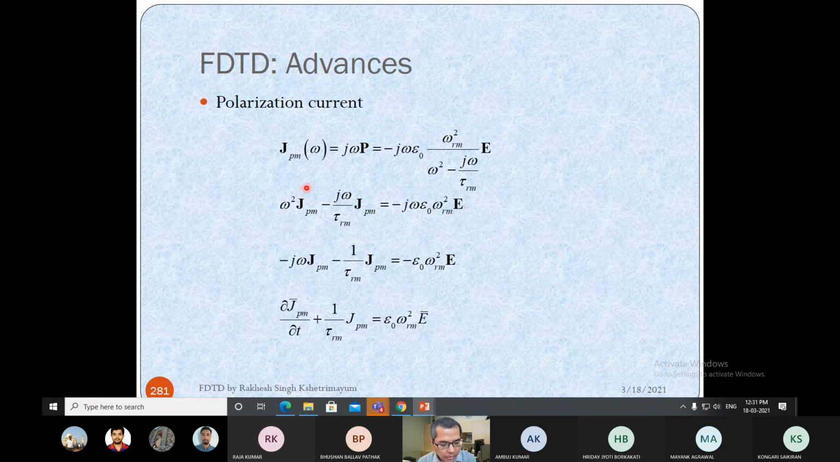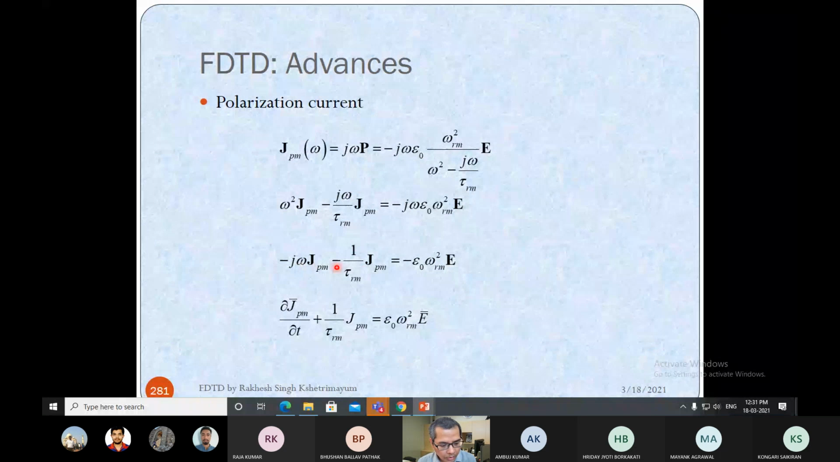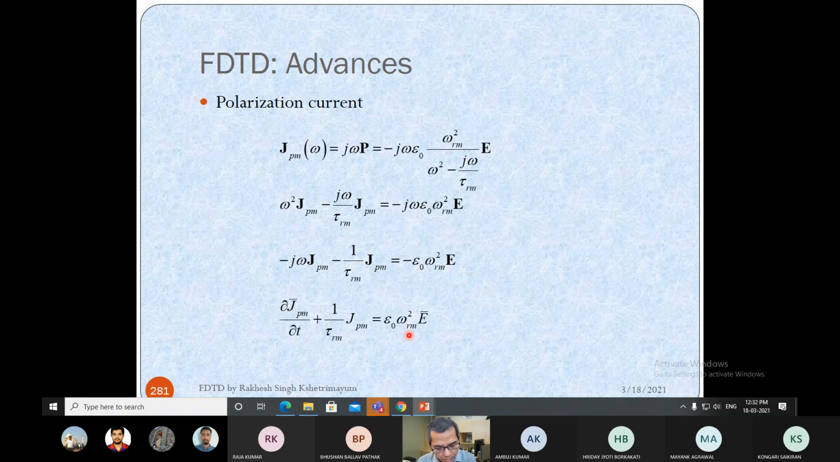The first term, you can further simplify. You can write it as the first term, minus j omega JPM minus 1 by tau rm JPM, and the right hand side you can write as epsilon 0 omega rm square electric field. So you can write the time domain version of this frequency domain relation of JPM and electric field. In the time domain, all the j omega terms will be replaced by del by del t, and all the omega square terms will be replaced by del square by del t square, but the omega square term doesn't exist here. So finally, what you have is del by del t of JPM plus 1 by tau rm JPM is equal to epsilon 0 omega rm square electric field.